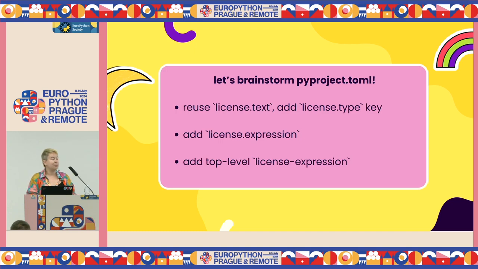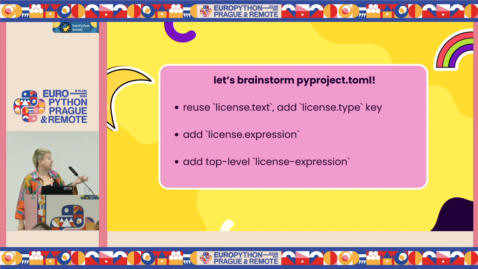So another proposal was to add a license type key that would disambiguate. So it's either an SPDX expression or it's freeform text. But that would amount to asking every single project author to add a boilerplate line and never change it, like it would stay there forever. That's not really beautiful.